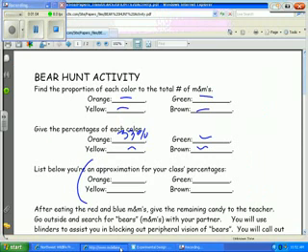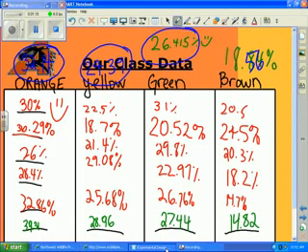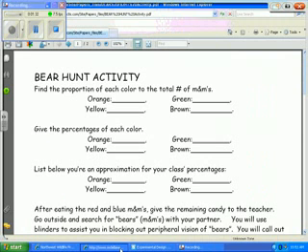And then we collected data as a class, and this was our data for our class. So we had 32.14% of orange, 24.39% of yellow, 26.42% of green, and 18.56% of brown. Okay, so then we put that information here for our class's performance.